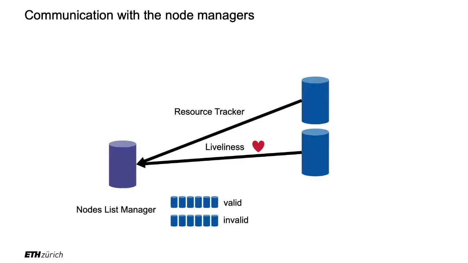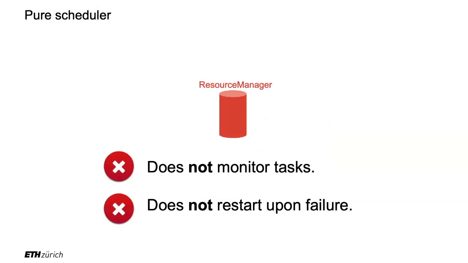Now, and this is the question you ask, we indeed have communication between the node managers on the right and the resource manager on the left, where the node managers communicate their resources. They say, I have that and that many CPUs, I have that and that much memory, and I'm alive, right? Every couple of seconds, you send a sign of life. And then the resource manager keeps a list of the nodes that are valid, that are working, and those that are not working, and this you cannot use to allocate resources.